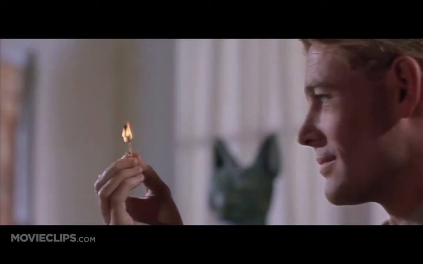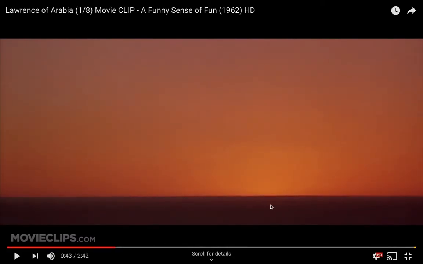He's looking at the flame. And we see that the flame becomes like a sun, okay? That flame that was burning is now suddenly the sun that's going to rise here, or the burning fires of Arabia that we'll see right here, right? Because now we're going to see this beautiful shot.